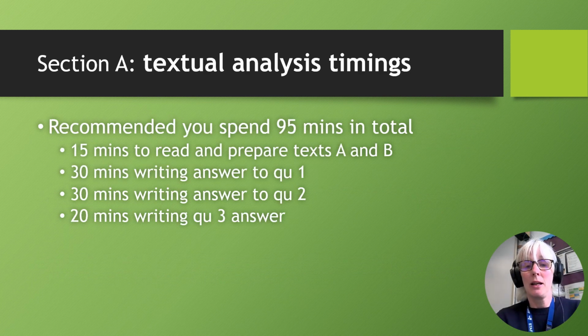I'm recommending that you spend 95 minutes in total. There's a suggested reading time given on the exam paper itself, but that is for all the texts, so that includes the child language development ones. So I'm suggesting you spend 15 minutes reading and preparing text A and B. That leaves you with 30 minutes to write the individual analysis and 20 minutes to write the question 3 comparison, bearing in mind how question 3 has slightly fewer marks.